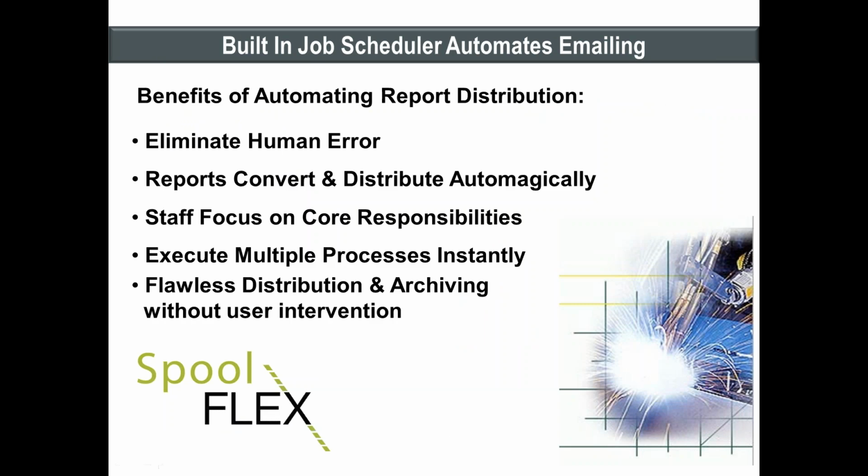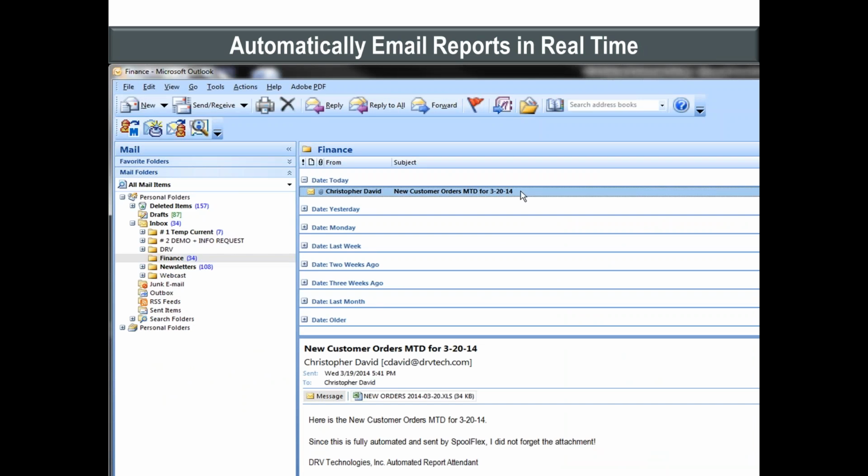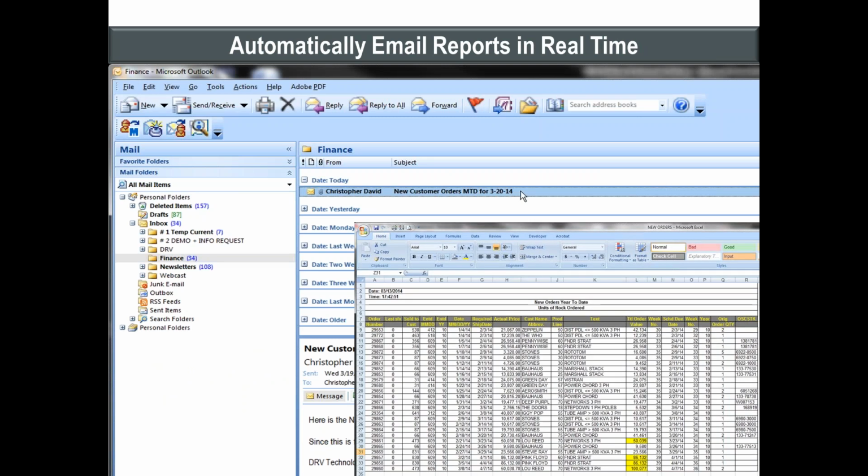SpoolFlex sentries turn your power system into an intelligent industrial robot that converts and distributes your business-critical data in real time. SpoolFlex doesn't forget, never calls in sick, and is on the job 24/7, 365. Recipients don't ever even have to see a green screen. Their reports just appear in their inbox.